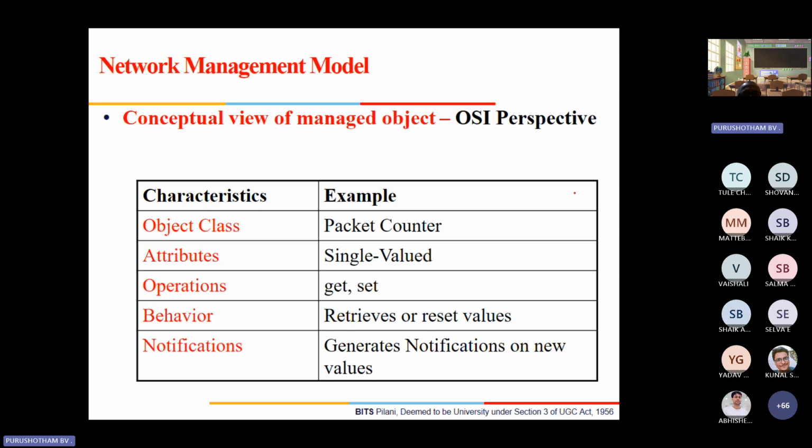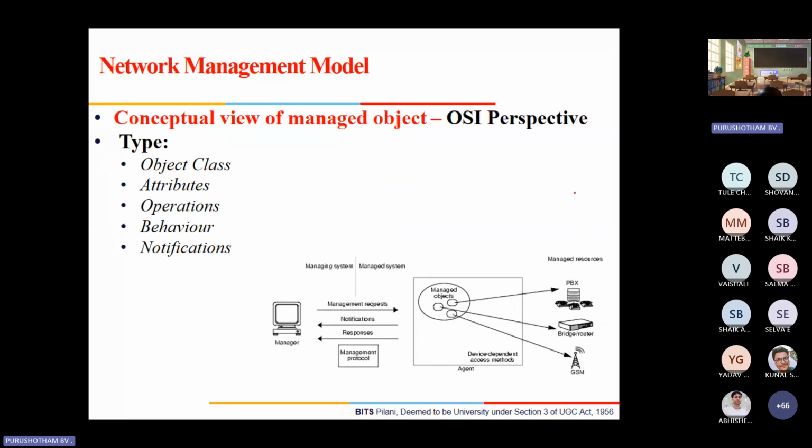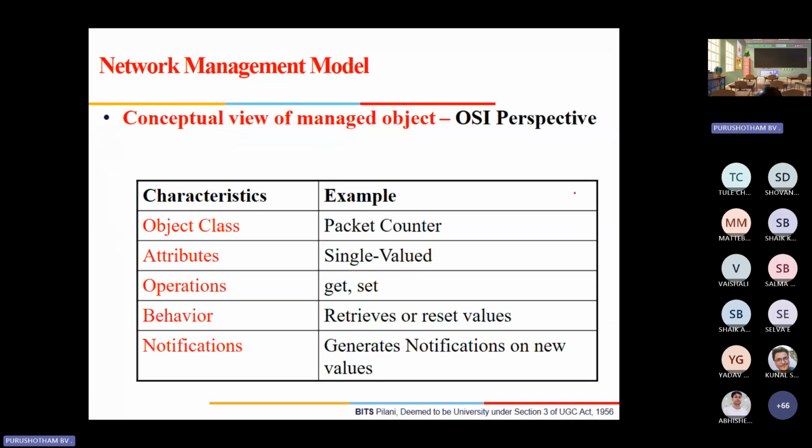So packet counter, single valued, then get-set is the operation. So behavior is to retrieve or reset the values. Notification generates the notifications on new values. Correct? So this is packet counter, internet perspective. So this is OSI perspective. This is how it looks.